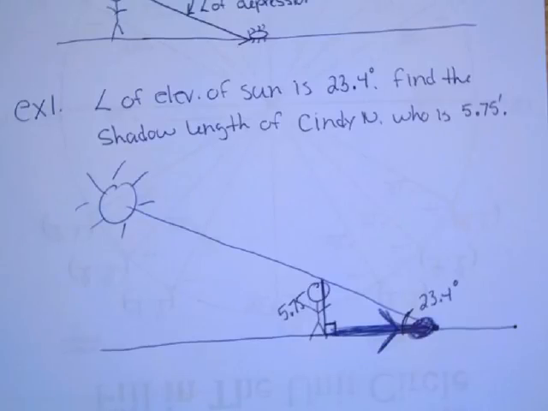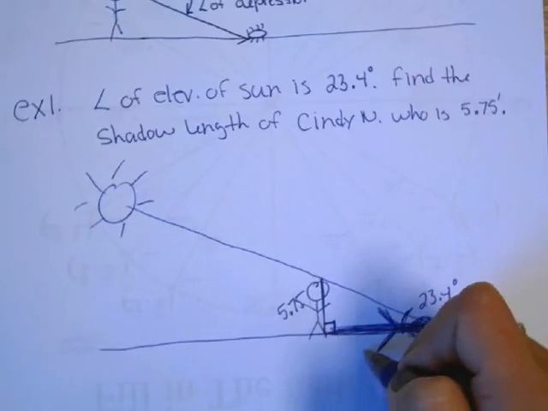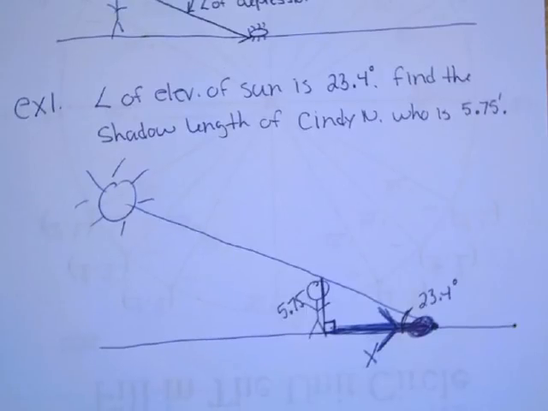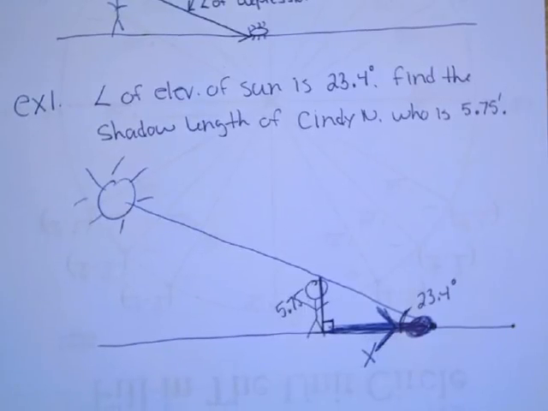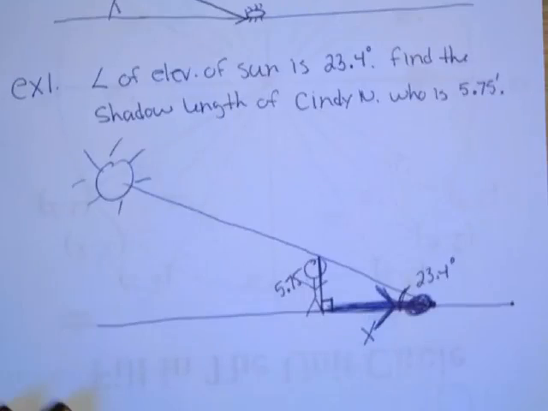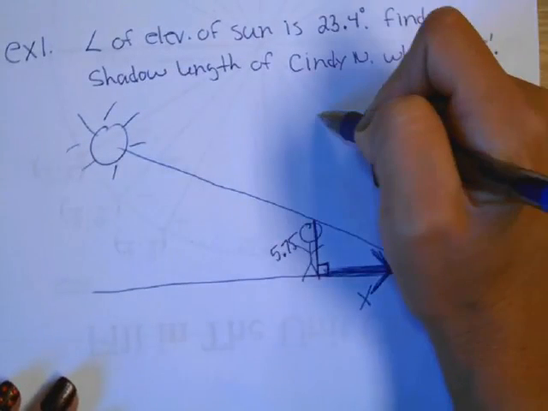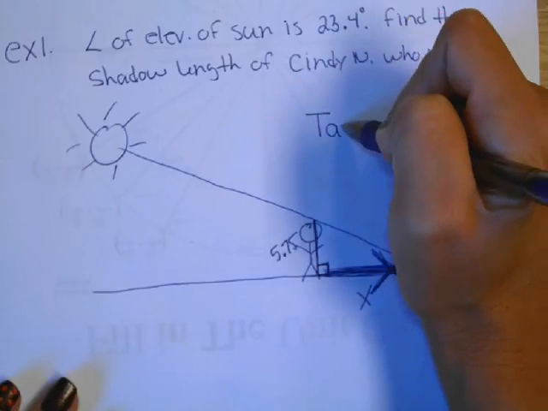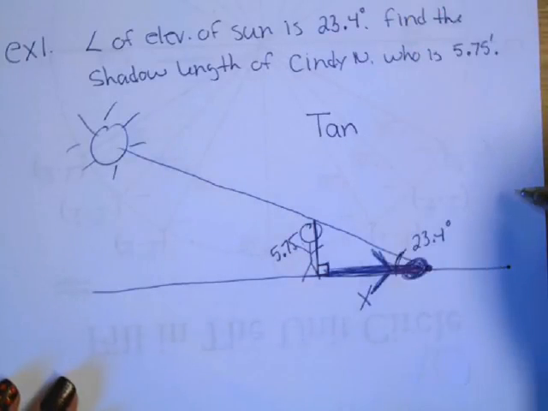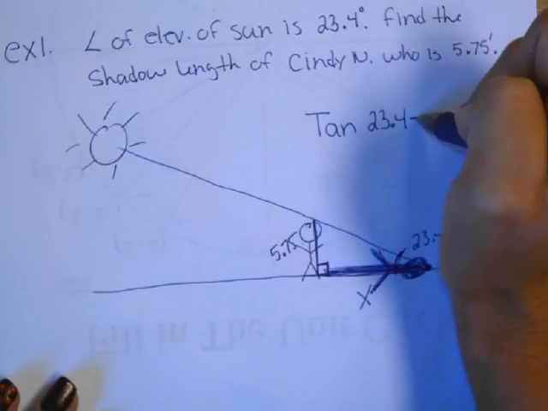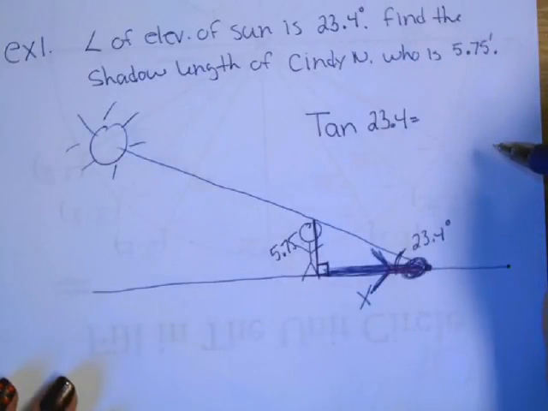And what do they want us to find? The shadow length. That's along the ground here. So put those three parts together. Which trig function is going to answer this question? Tangent, because we got opposite and adjacent. One thing about these story problems, you only have to find one part. The tangent of 23.4 equals, and then set up the right ratio.